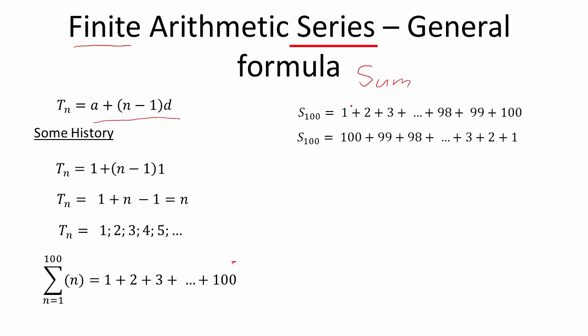What is something we notice here? What is 100 plus 1? 101. What is 99 plus 2? 101. What is 98 plus 3? 101. All the way till we get 101.